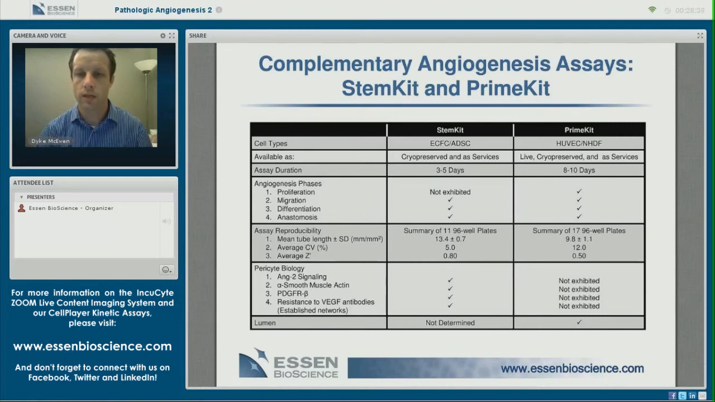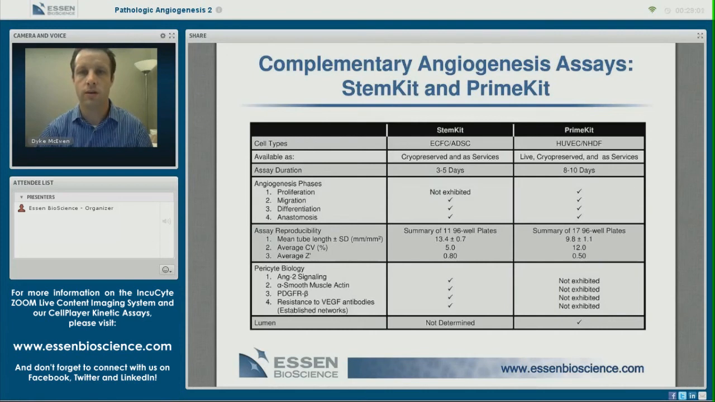We would generate the data, send you a report at the end of the assay that summarizes the data that were generated, as well as data and images from the assay. The prime kit, because it's a longer assay, can also be sent to you as a live kit where you would receive the cells live, and then it would just be a matter of feeding the cells and measuring angiogenesis over time. A little bit about the duration.